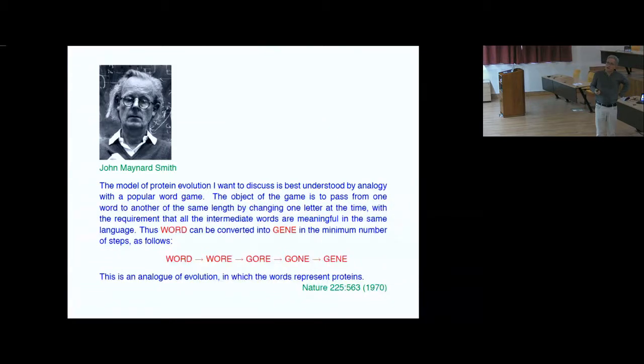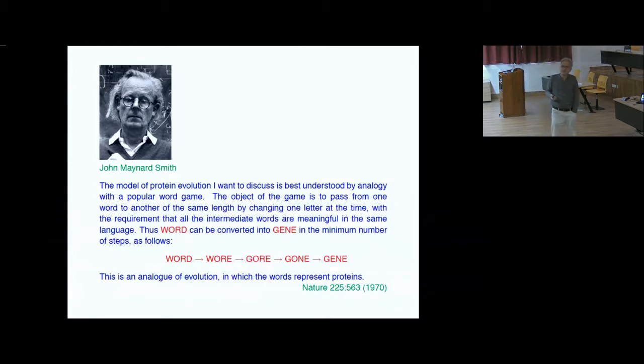And he thinks about protein evolution, and he says it can be understood by analogy with a popular word game. The object of the game is to pass from one word to another of the same length by changing one letter at a time. So this essentially is moves of Hamming distance 1, with the requirement that all the intermediate words are meaningful in the same language. So this means that if you want to mutate a protein, if you want to go from one state to the other, you probably want to do it in such a way that all the intermediates are also functional.